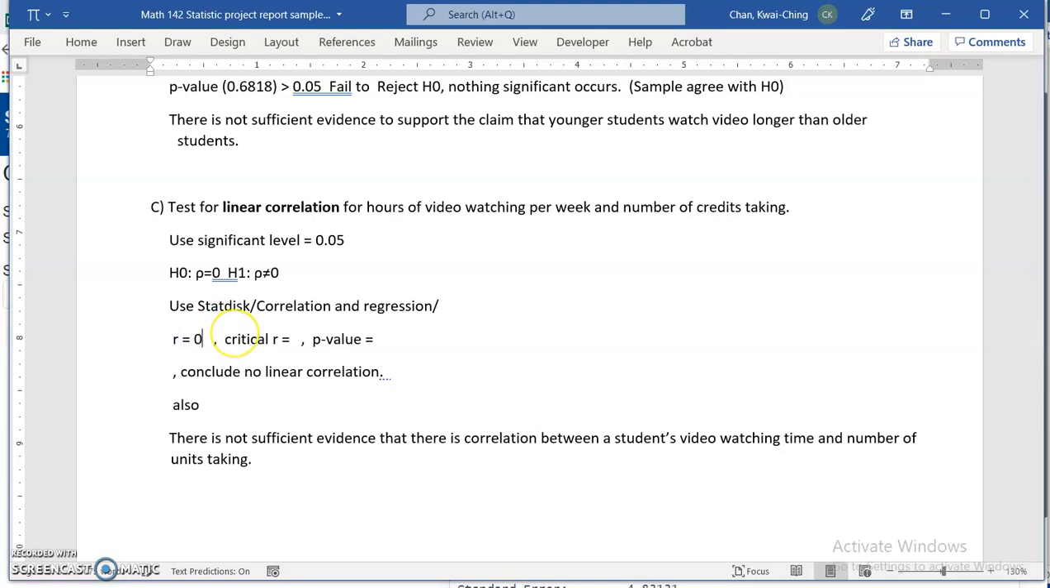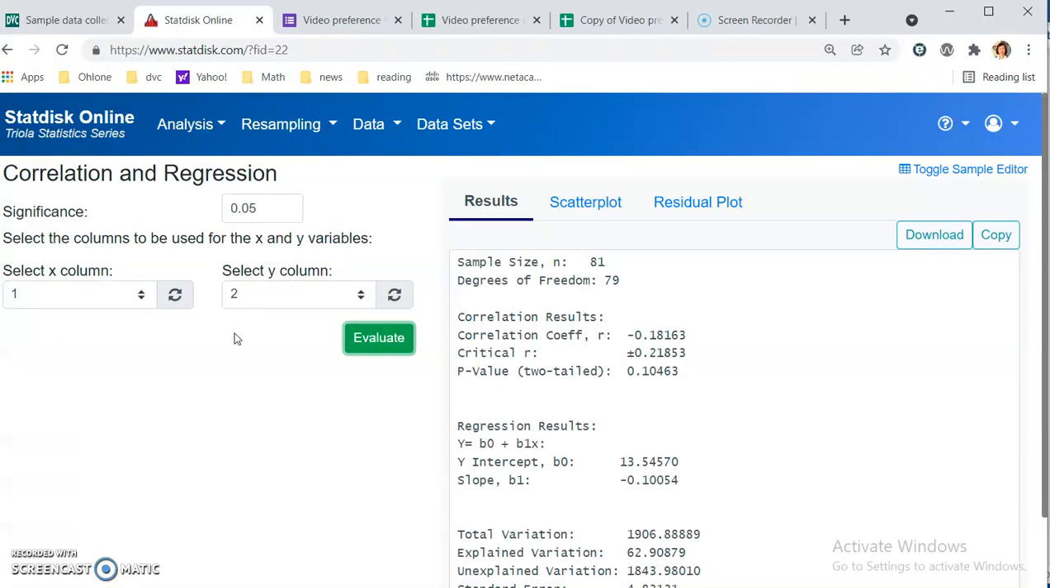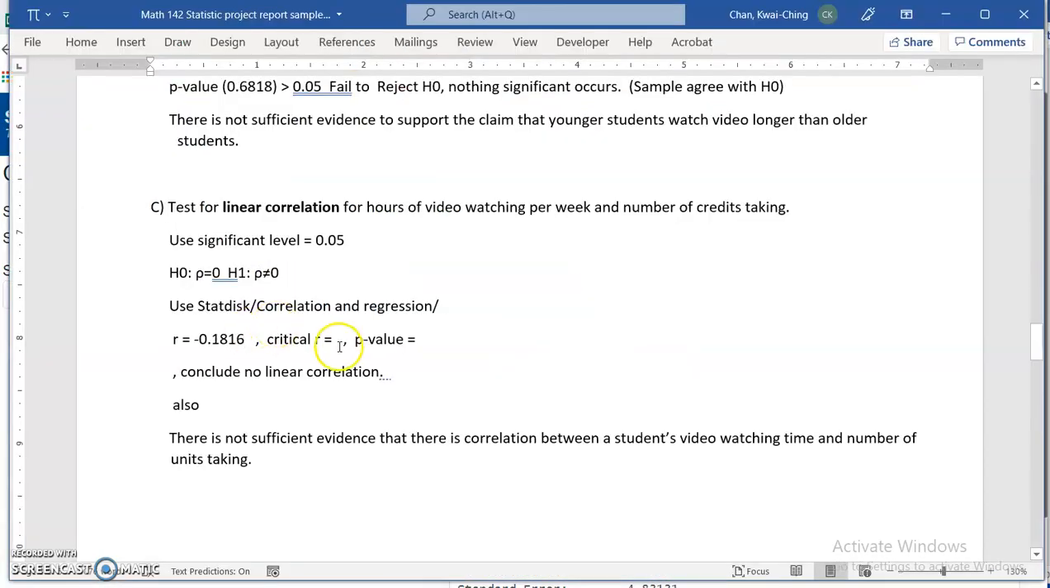So here I will say negative 0.1816, just like what we have done before. Critical R is plus and minus, this is a little more accurate, 0.2185. P-value is 0.1046. Okay, so since the p-value 0.1046 is less than, no, it is not less than, it's greater than 0.05, again, fail to reject H0.